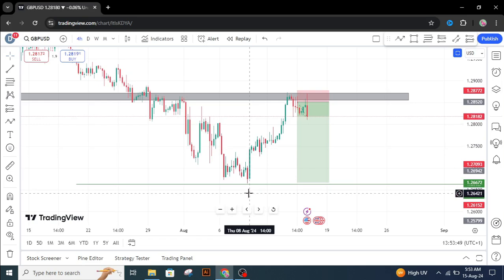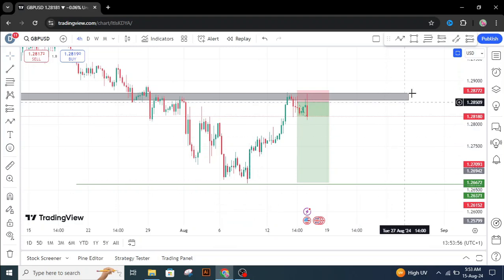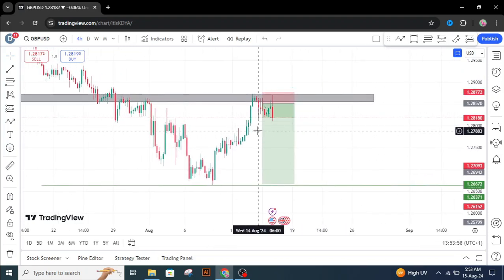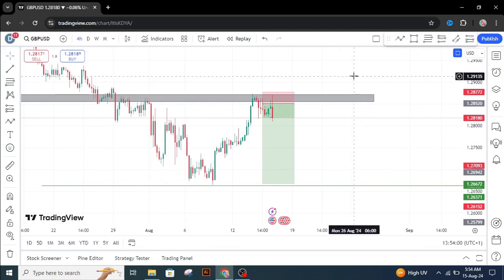So we've talked about double top, double bottom. The next one we want to talk about is the reverse head and shoulder pattern. The reason I'm talking about the reverse head and shoulder pattern is because I can see it here already.